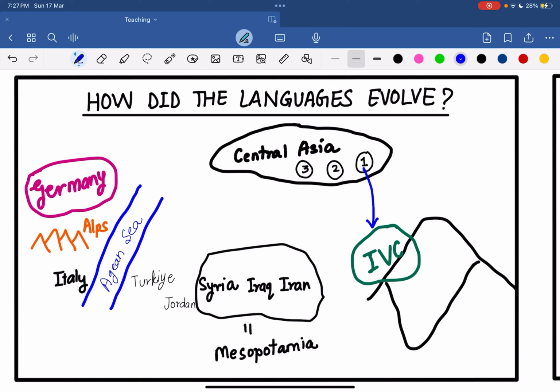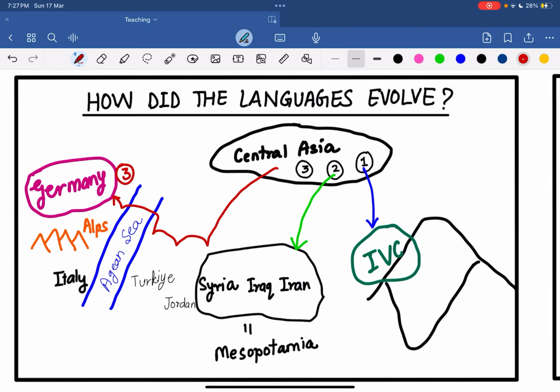Now they were nomads, right? So they had to settle somewhere. They were wanderers. They were searching for resources, food materials, etc. So now they came to India. They came to IVC, northern parts of the country, and they settled there. Now when we talk about group number 2, they moved further westwards. Let's say they settled in parts of Iran, Iraq and Syria, which was erstwhile Mesopotamian civilization. When we talk about group number 3, they went further westward, crossed the Aegean Sea, the Alps, and then landed in Germany. So this was group number 3.